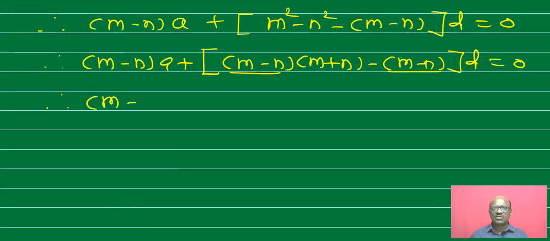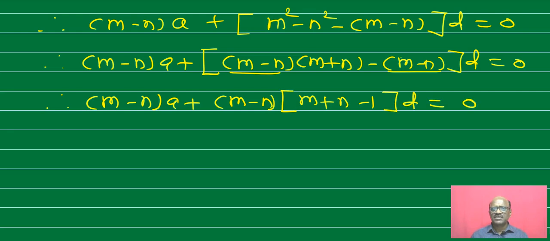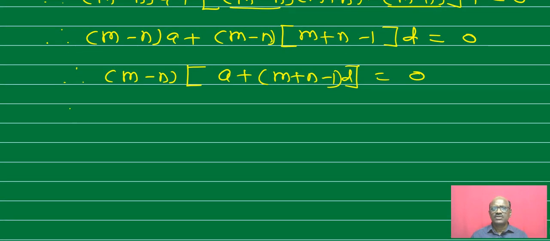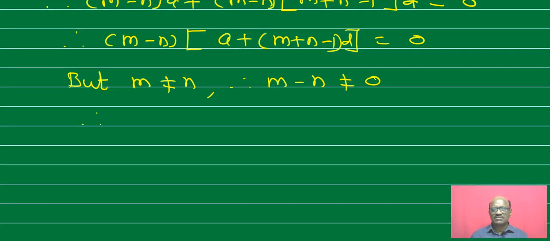Now take m minus n common from the second bracket, then you will get (m minus n) into a plus (m minus n)(m plus n minus 1) into d equals 0. So (m minus n) into bracket a plus (m plus n minus 1) into d equals 0. Now m is not equal to n, therefore m minus n is not equal to 0, and that's why a plus (m plus n minus 1) into d is equal to 0.